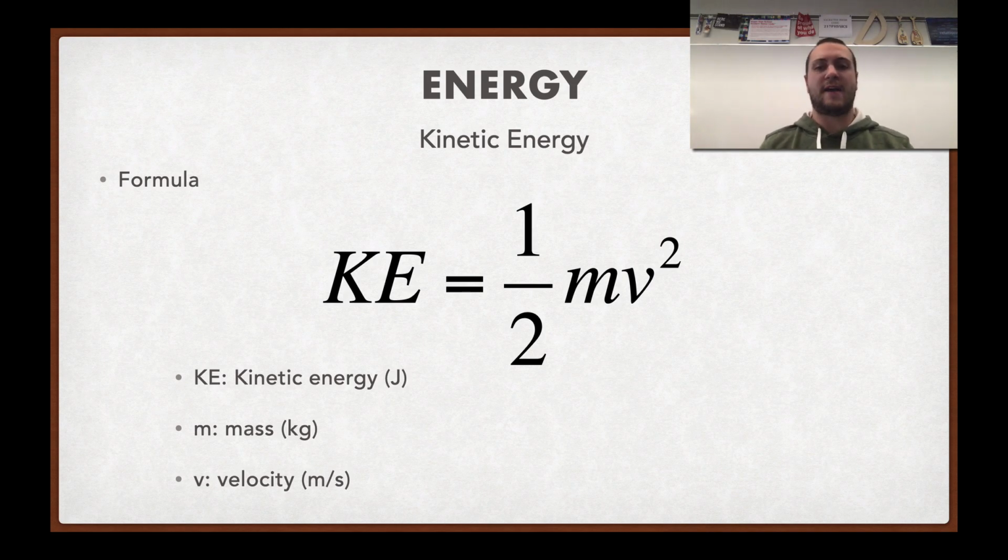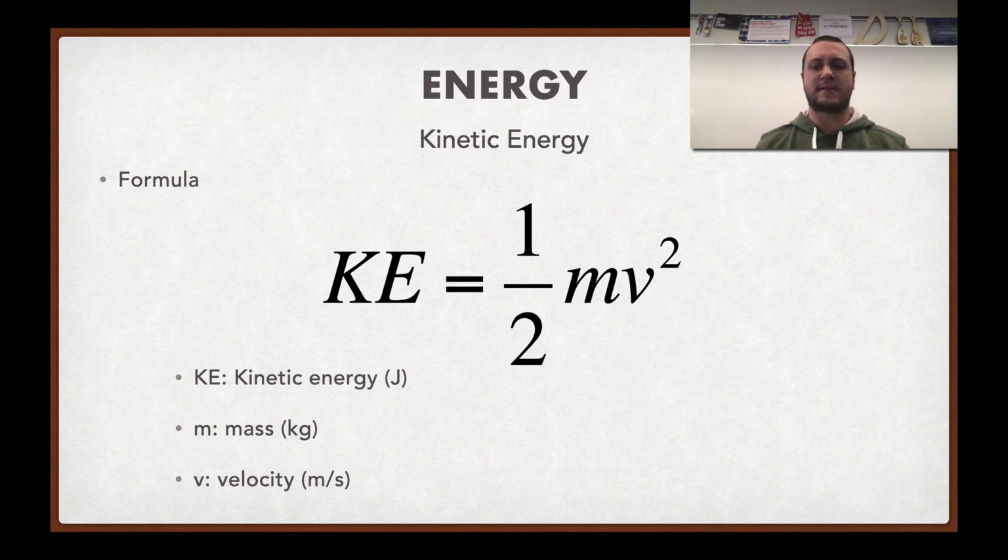If you have half the velocity, you'll have 1/4 the kinetic energy. Triple your velocity, 9 times the kinetic energy. Have 4 times the velocity, 16 times the kinetic energy. So we get this exponential increase in kinetic energy based on a change in velocity, whereas our mass is going to be a linear change.